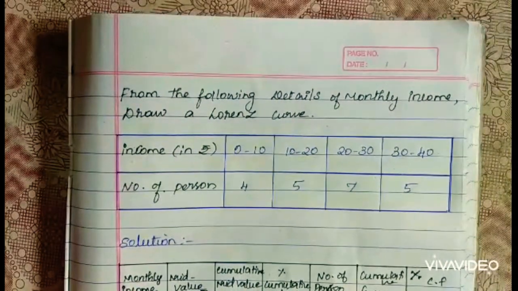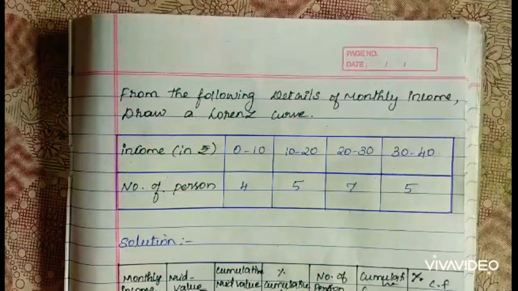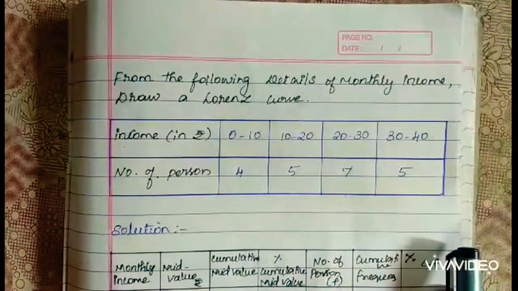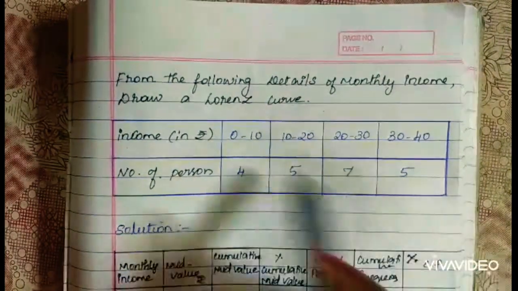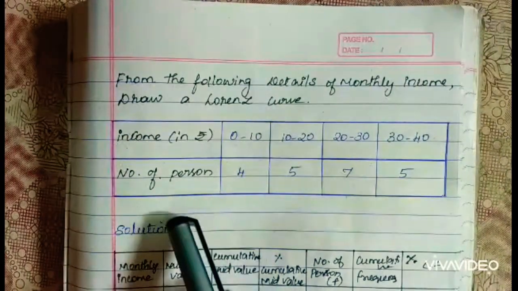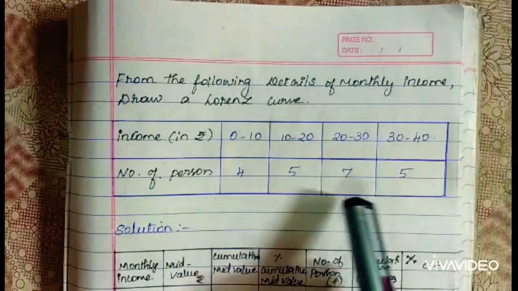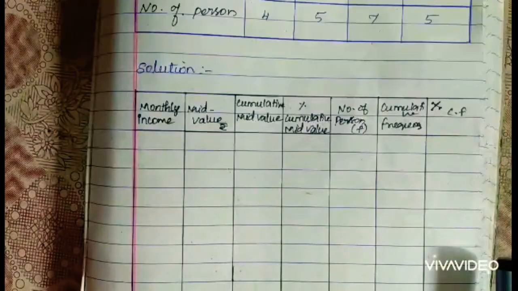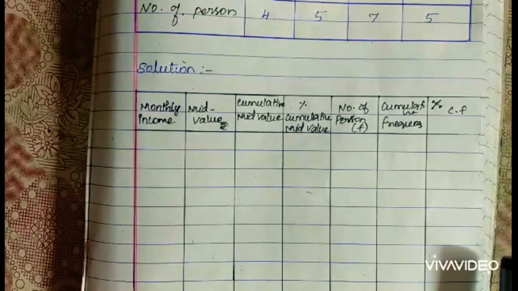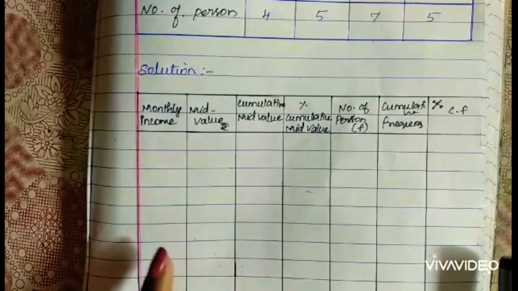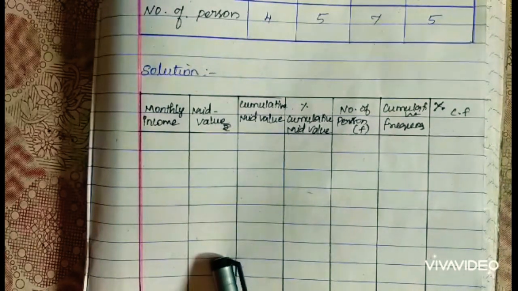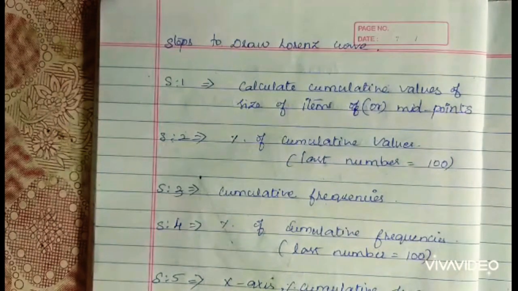From the following details of monthly income, draw a Lorentz curve. They have given a question with income in rupees, and you should be aware of the unit they are using. It has class intervals 0 to 10, 10 to 20, 20 to 30, 30 to 40, and number of persons 4, 5, 7, 5. Under the Lorentz curve topic, these two columns should compulsorily be drawn: monthly income and mid value. Monthly income is what they have given in the question, and the mid values are a must.